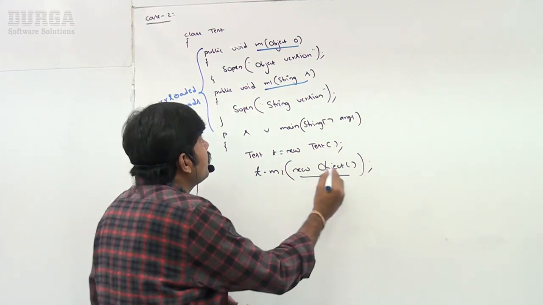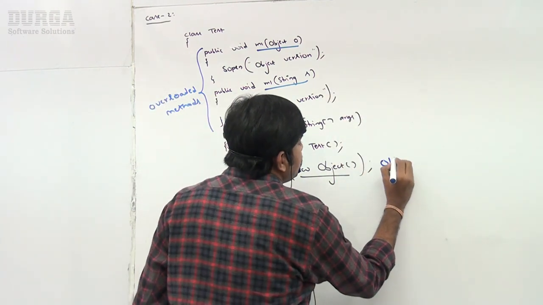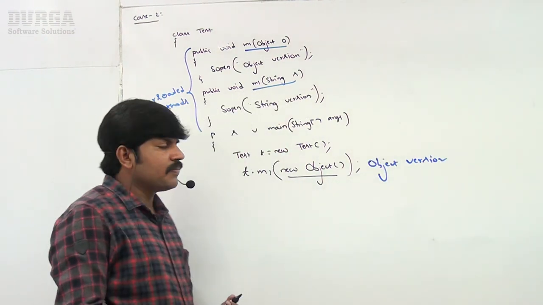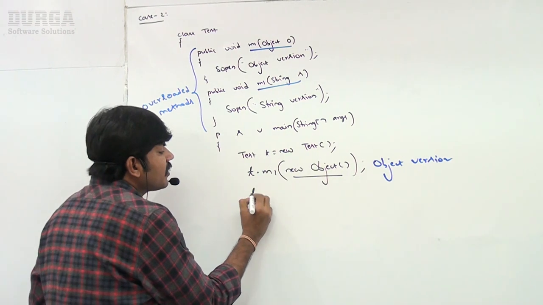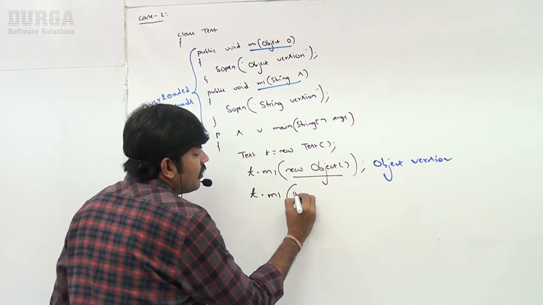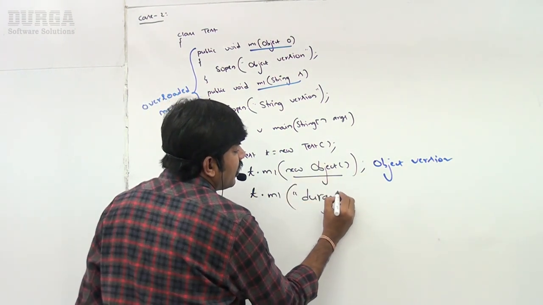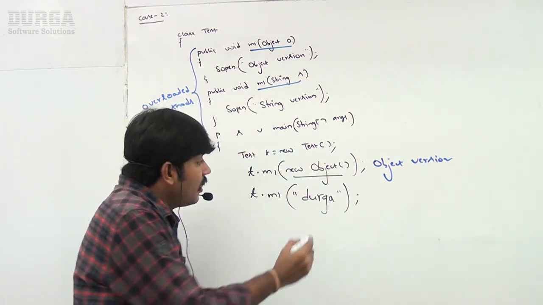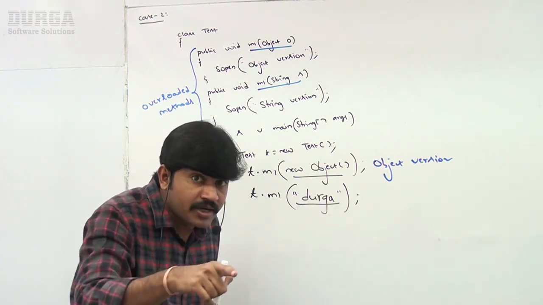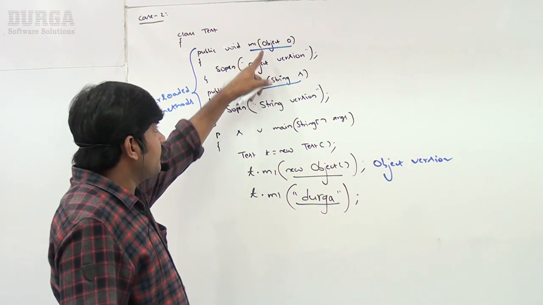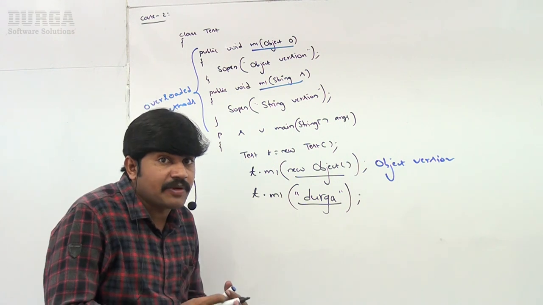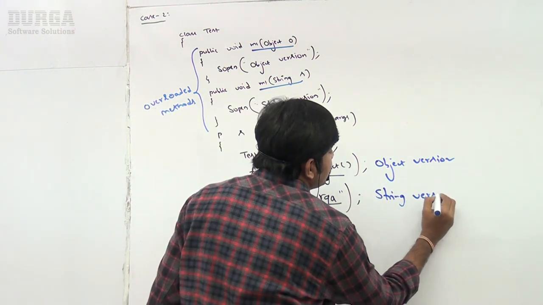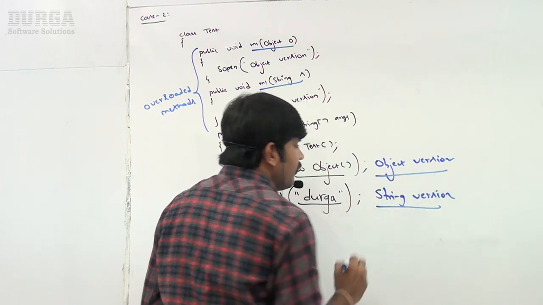Remember, which method will get the chance? Object version will get the chance. Okay, no problem at all. Now t.m1 of "Durga", I'm taking. t.m1 of "Durga" is what type? String type. Then obviously, between object version and string version, the exact match will get the highest priority. That's why the string version will get the chance.